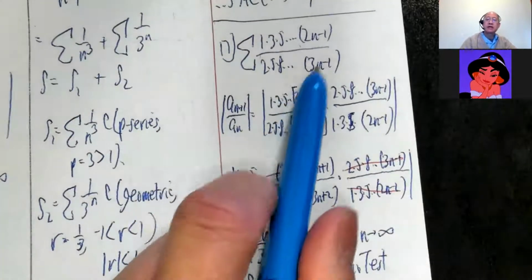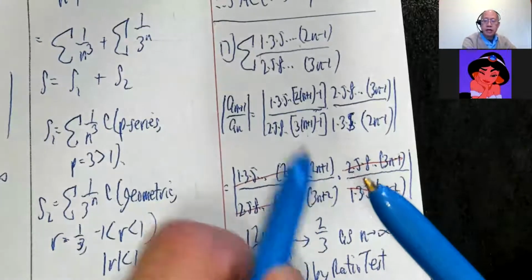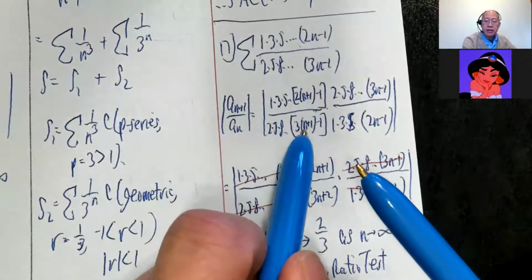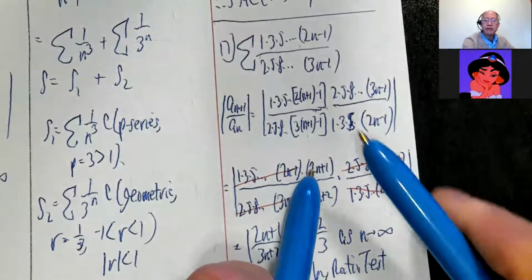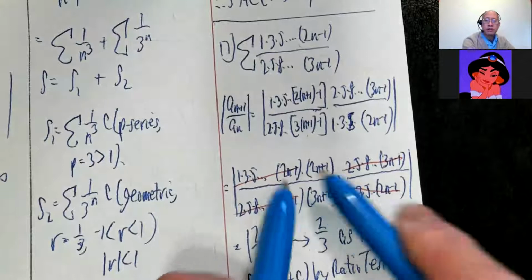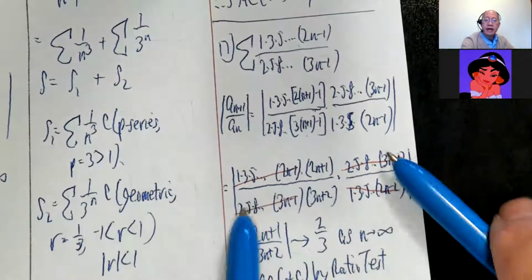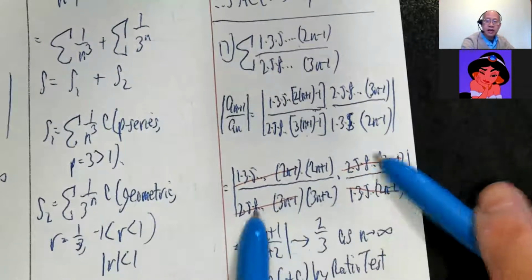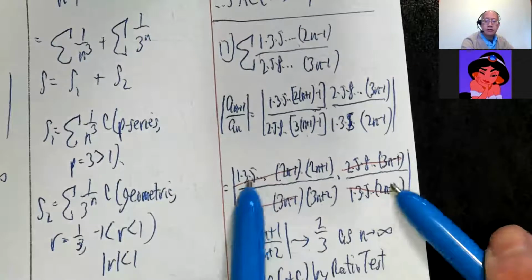So I replace this n with n plus 1 in parentheses. It's equivalent to this. I replace this n with n plus 1, comes out to be 3n plus 2. Therefore, the factor just before this is 2n minus 1. Factor just before this is 3n minus 1. And all of these cancel out. And all of these cancel out. Very nice.